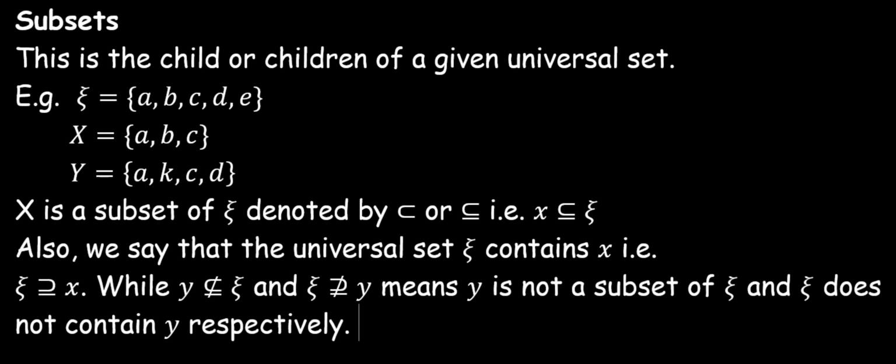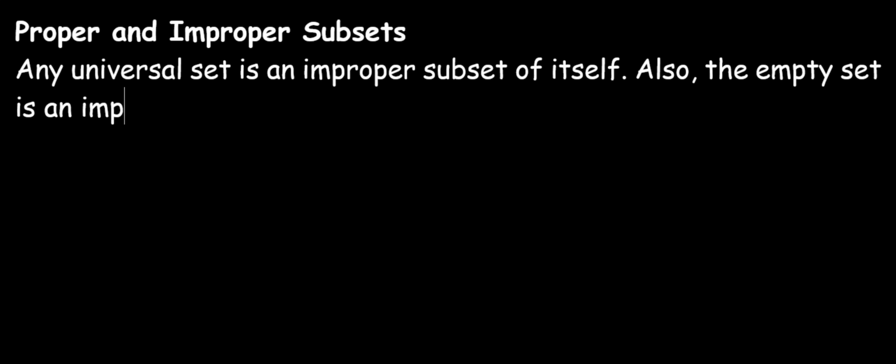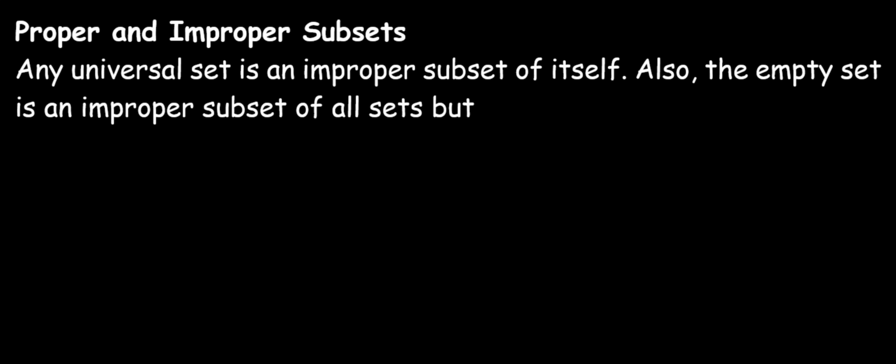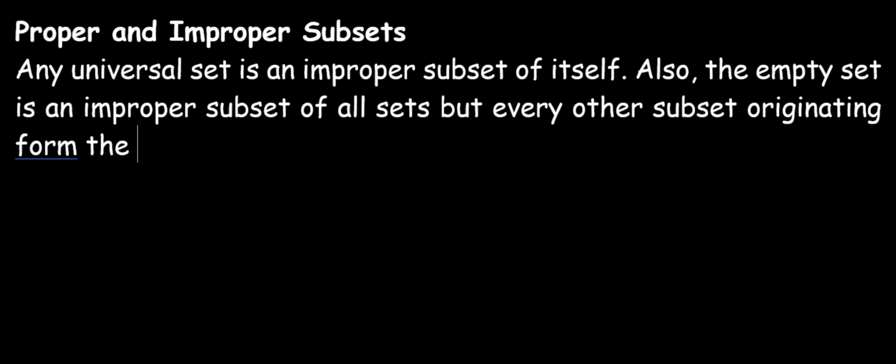Next, we define another terminology, proper and improper subset. Any universal set is an improper subset of itself. Also, the empty set is an improper subset of all sets, but every other subset originating from the universal set is a proper subset.